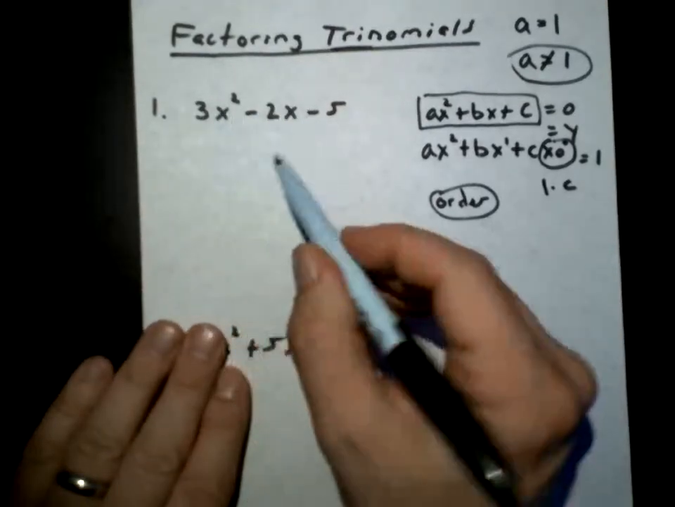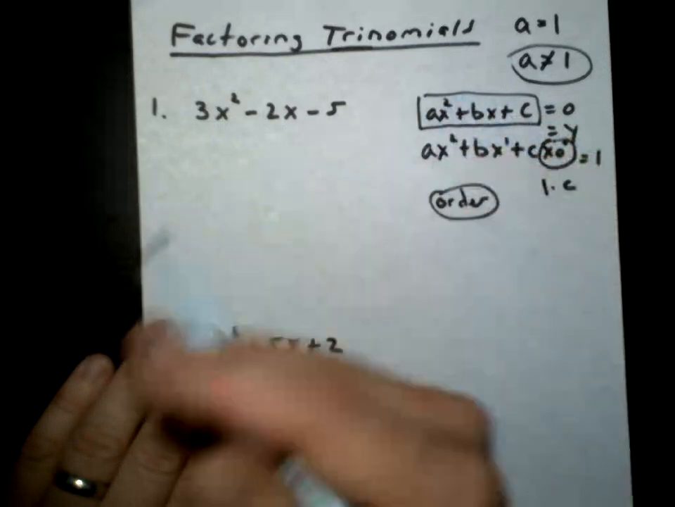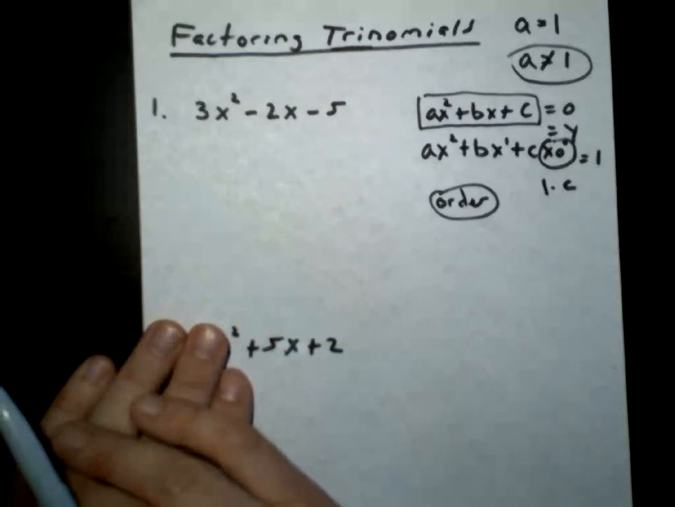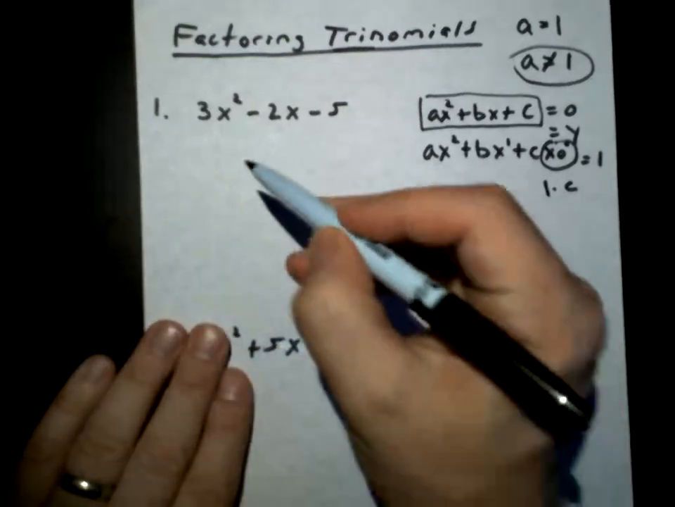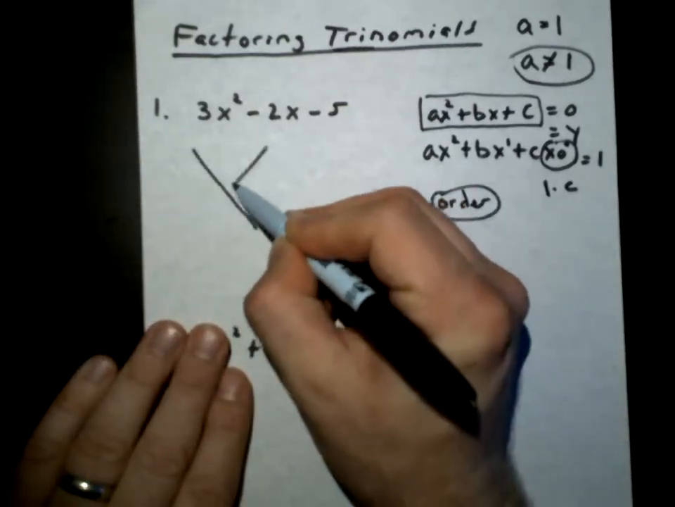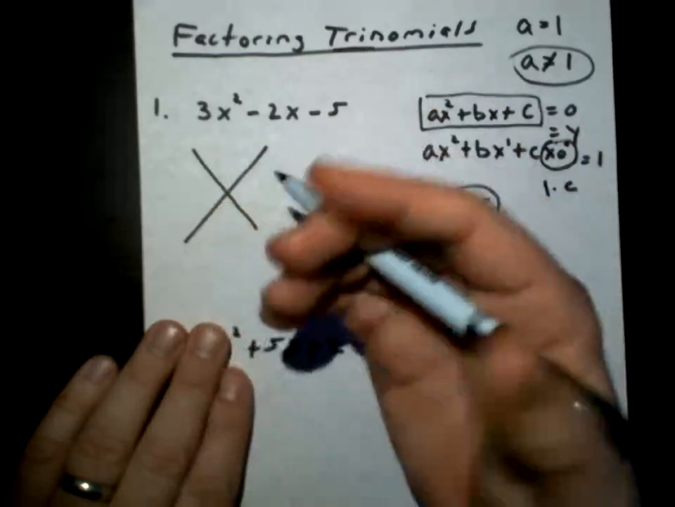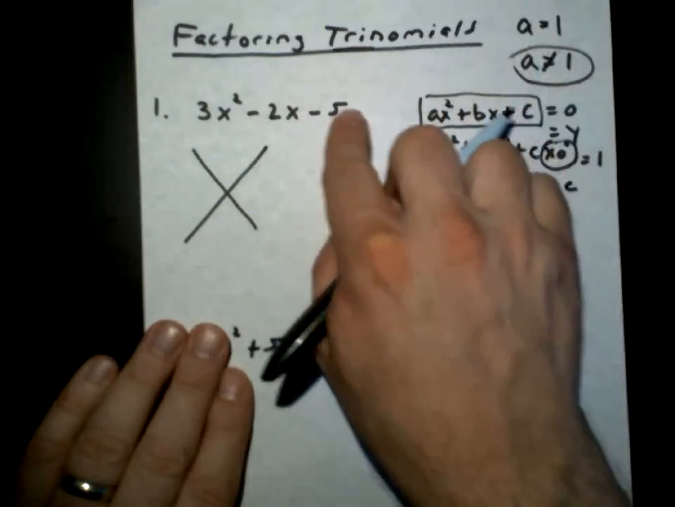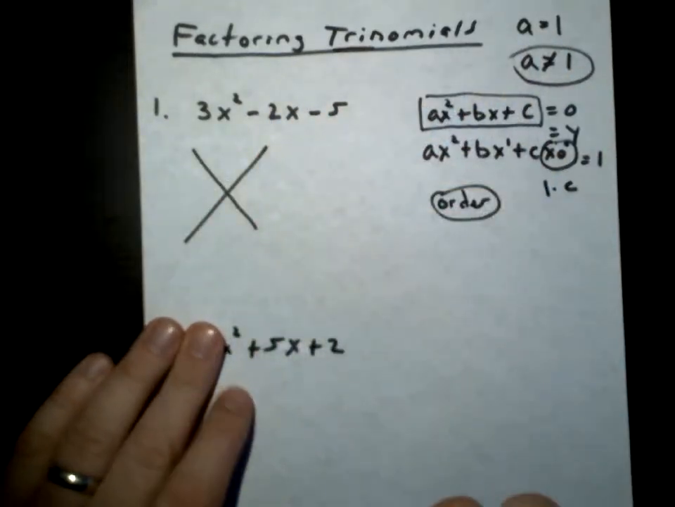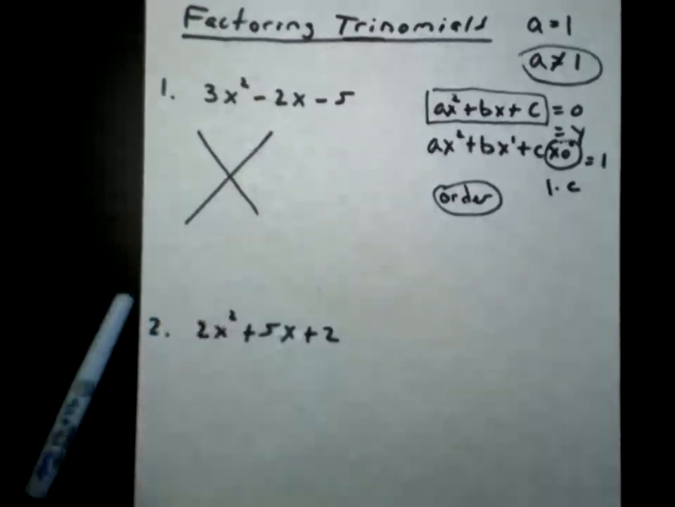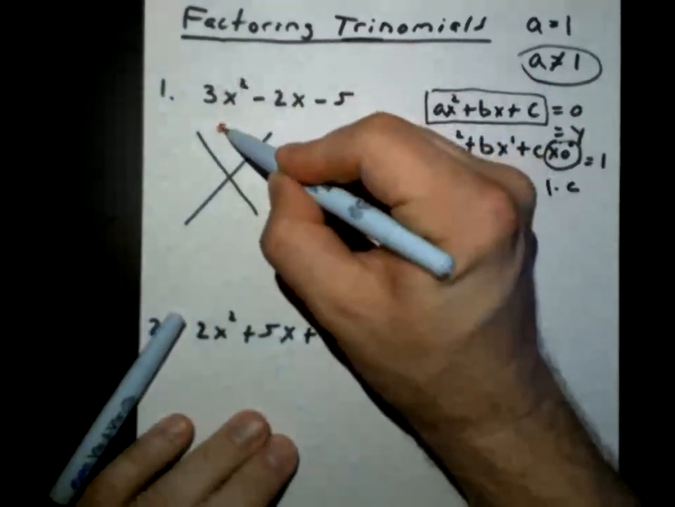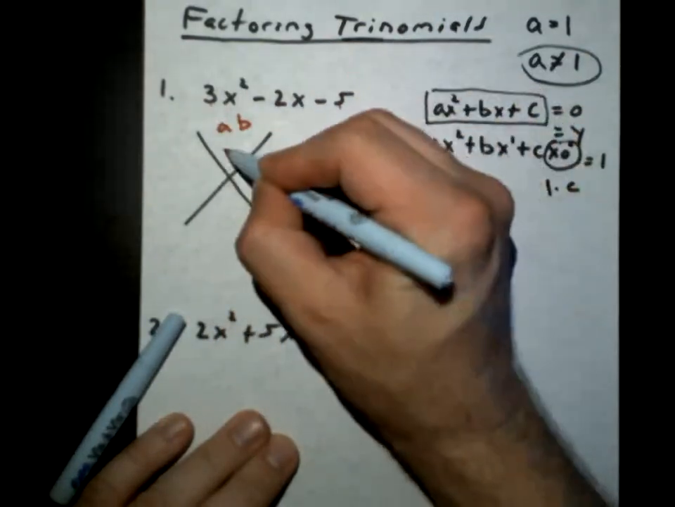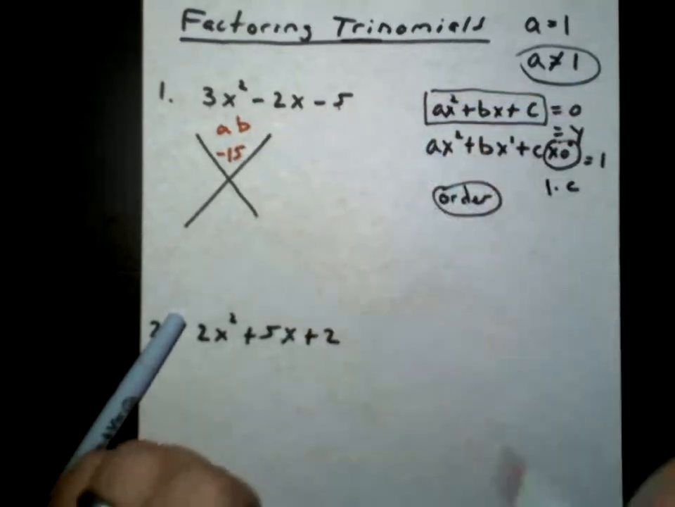So we know we have a trinomial. Some students, if they're really good at this, can start with two parentheses. I'm not going to start there because I want to make sure you get this. So let's make a diamond. And if you don't know what this is, visit my other video, factoring trinomials with a equals 1, for that information. What goes on top is your a times c, which is 3 times negative 5, which is negative 15. So that's on top.